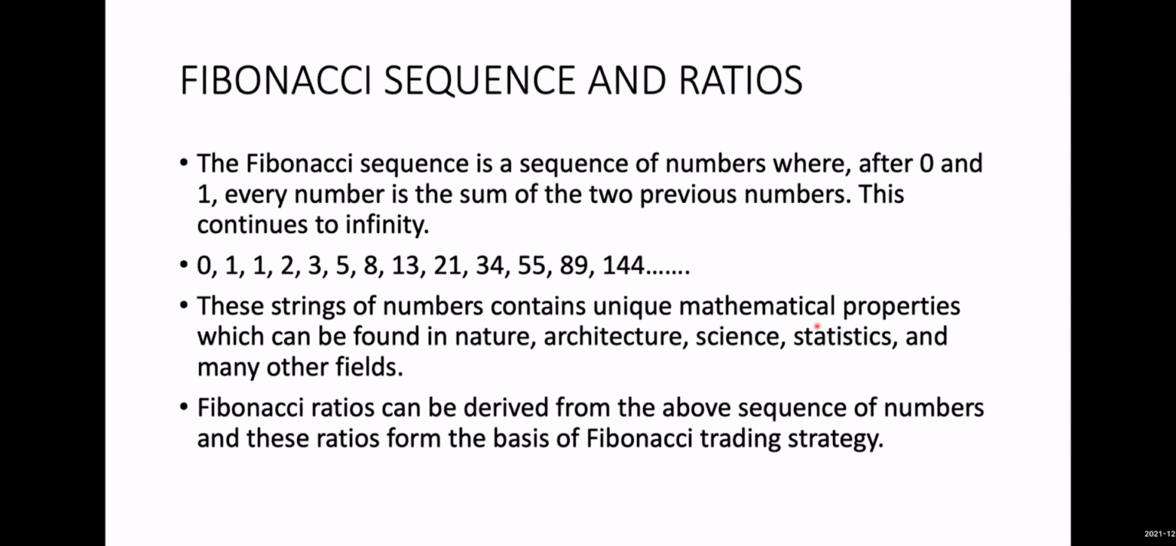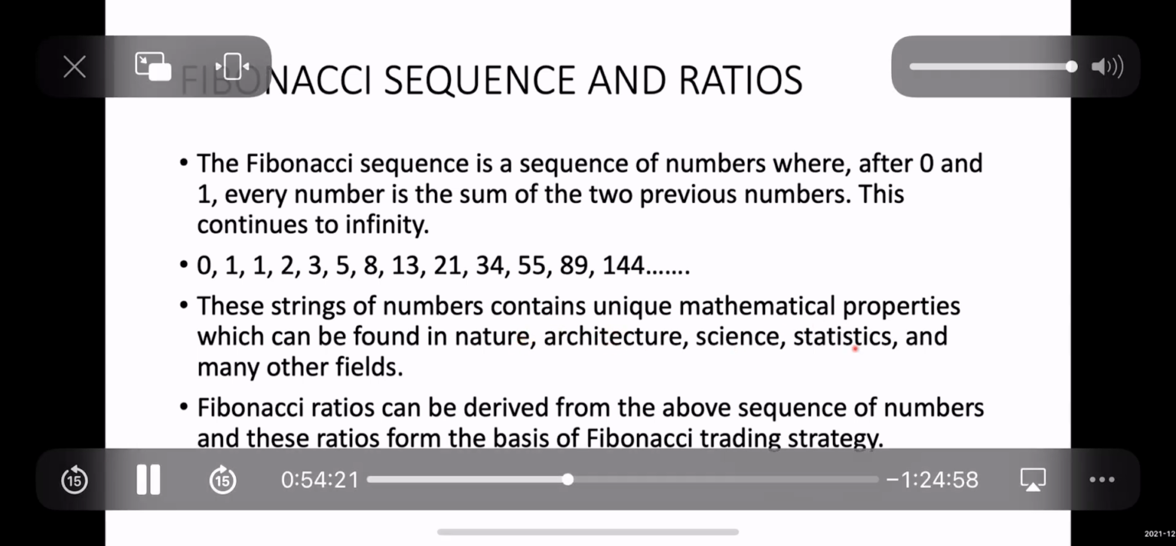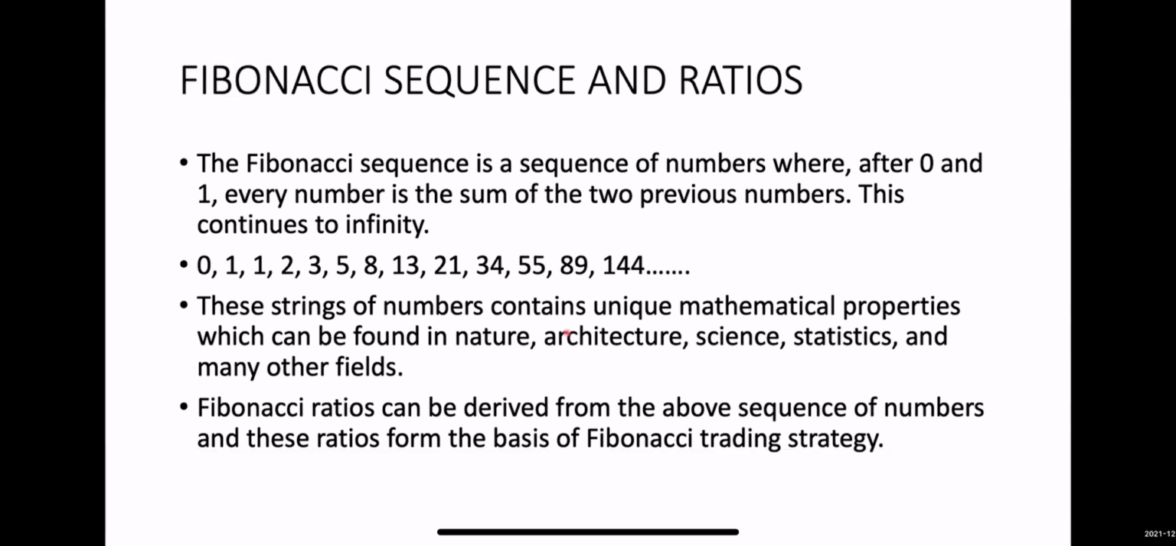They contain unique mathematical properties which can be found in nature, architecture, science, statistics, and many other fields. Fibonacci ratios, right? Especially ratios, sequences in our field. What I want you guys to know here is the Fibonacci sequence is just a sequence of numbers that after 0 and 1, every number in the sequence is the sum of the two previous numbers, and this continues on to infinity. It's used in a bunch of fields.